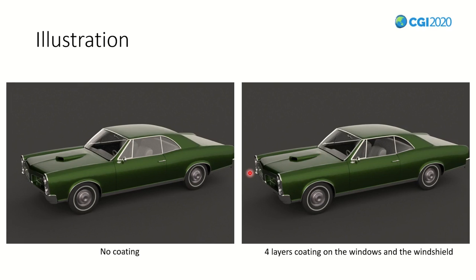And here is a nice illustration of our coating used on the windshield and the windows of the car. So here you couldn't see if there was any driver. Here you could clearly see there's no driver.